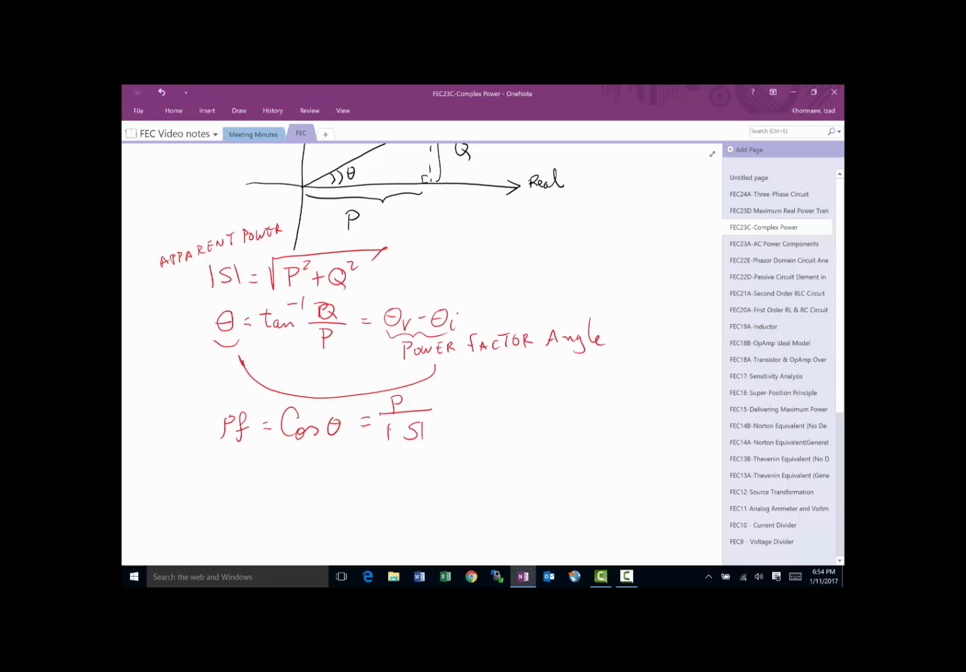So I think that's a good place to stop at introducing complex power, and in future videos we'll take a look at how complex power could be related back to V effective, I effective, and all of that.